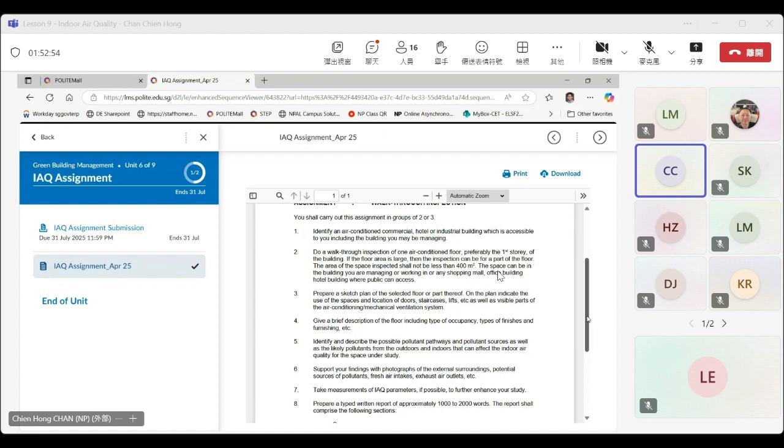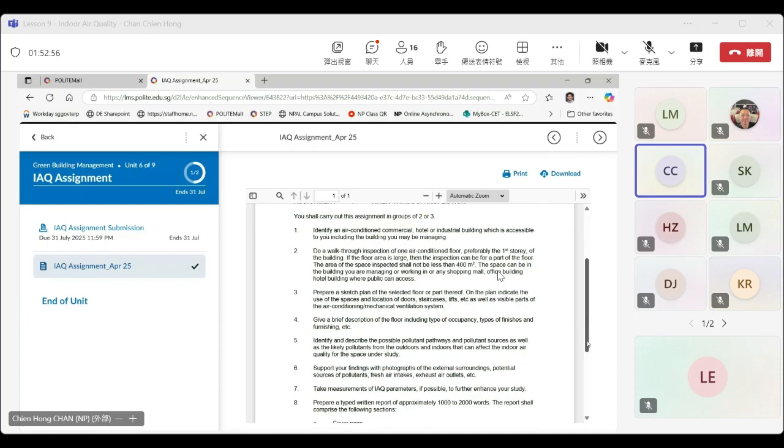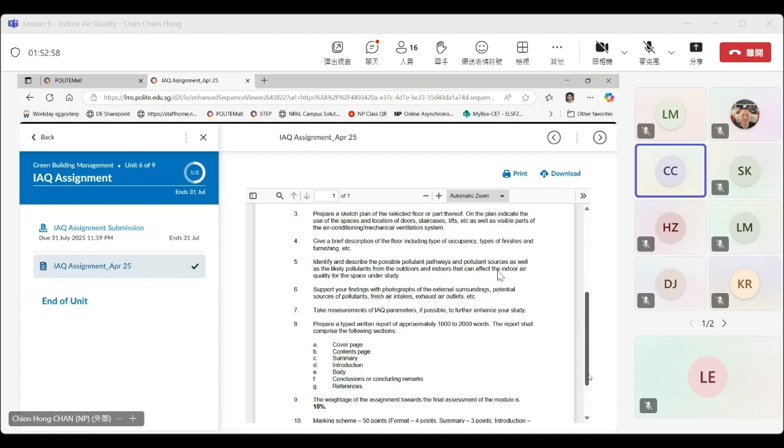So give a brief description about the type of building, type of occupancy. What kind of finishes? Is it ceramic tiles or carpet tiles? Is it wallpaper or painted walls? Do we have false ceiling? And so on.